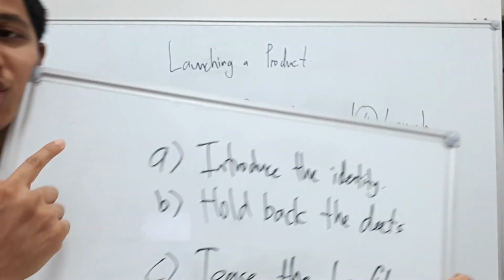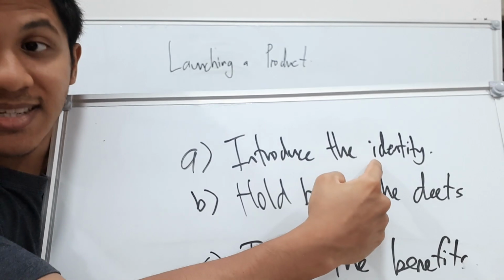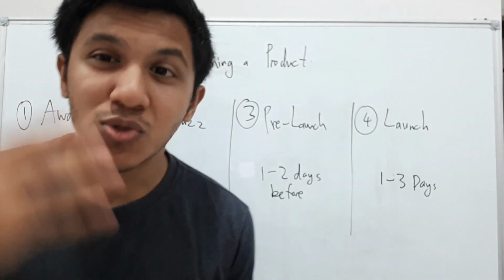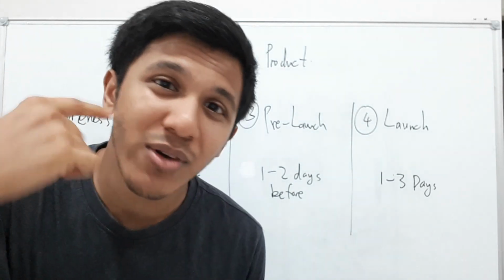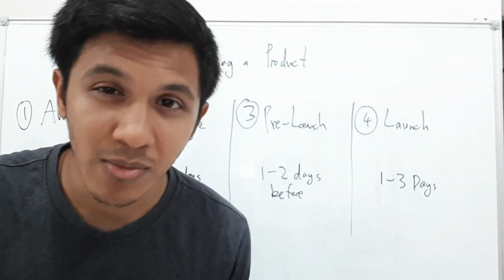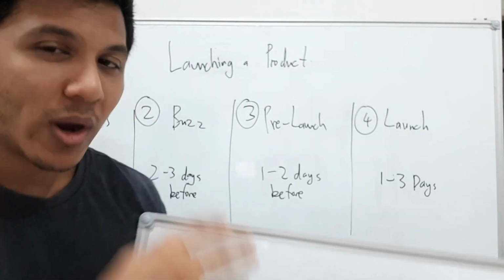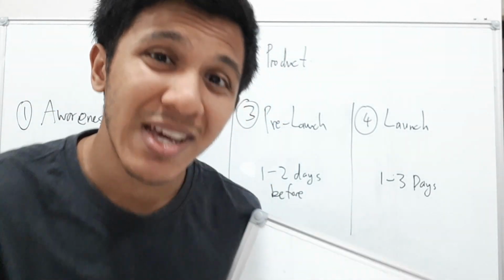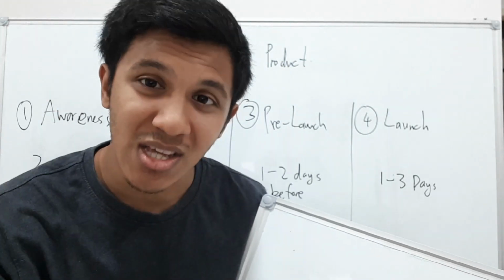Introduce the identity. Like I said earlier, when it's 2 weeks to 2 months before, they can't really process or capture too much information. So you want to introduce it, and even if you're introducing 2 or 3 pieces of information, they need to be umbrella under the same category.